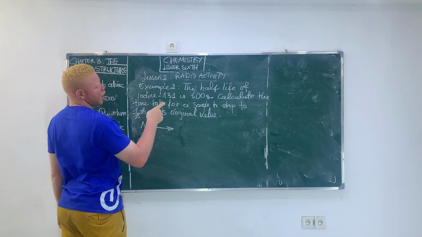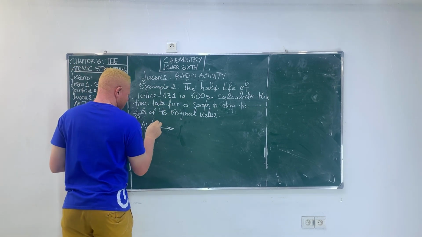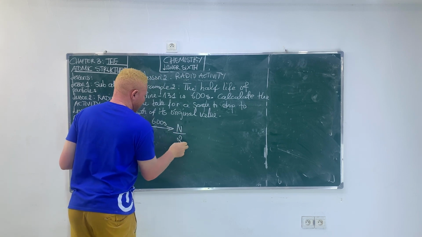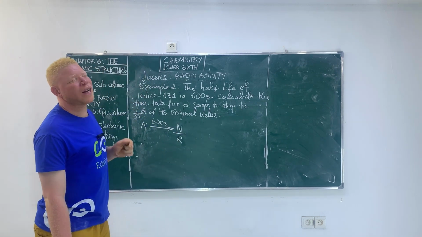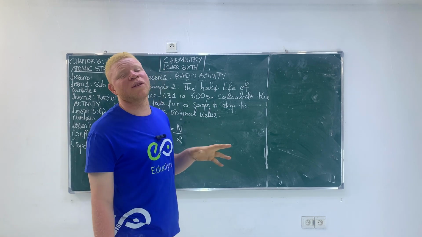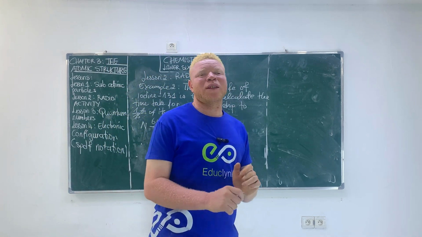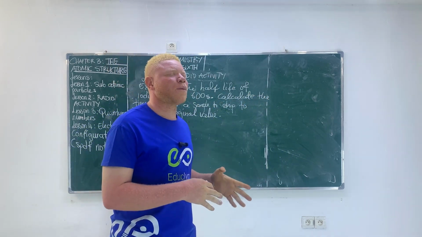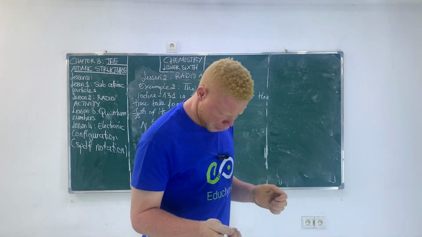Because they gave us a half-life of 600 seconds, after 600 seconds it goes to N/2. N/2 means half of N. Remember the definition of half-life: the time taken for the activity of a radioactive sample to drop to half of its original value.